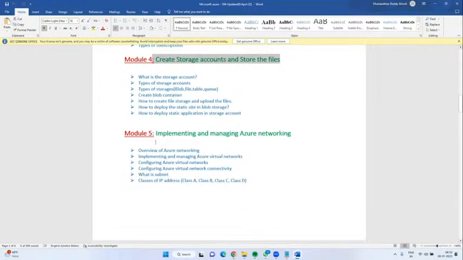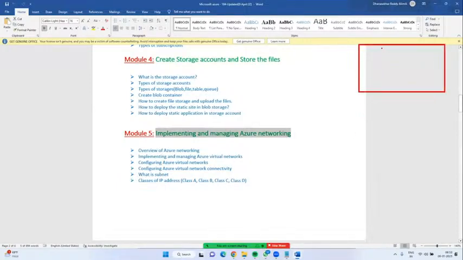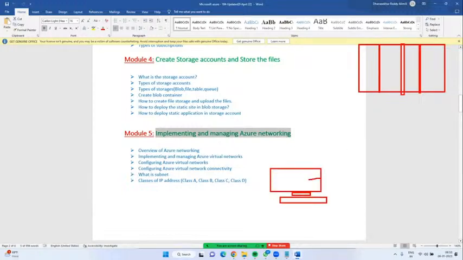Next, module 5, implementing and managing networking. If you are real-time professionals, your client data centers are somewhere else, maybe New York or Singapore or Malaysia. You are sitting in your Hyderabad office, connecting to VPN, a virtual private network. The moment you connect the VPN, it establishes the connection to your client data centers, and then you are able to access the data, services, applications, and content.